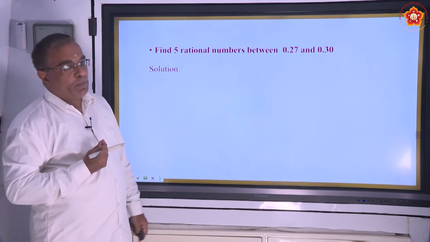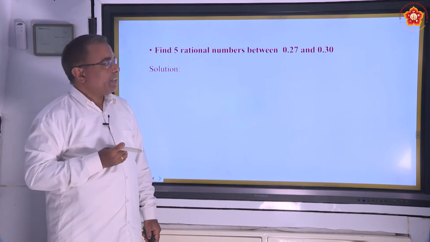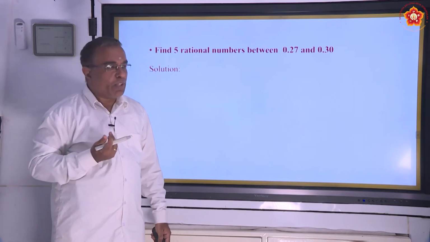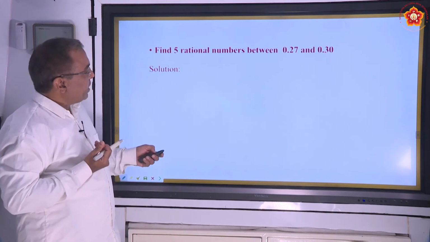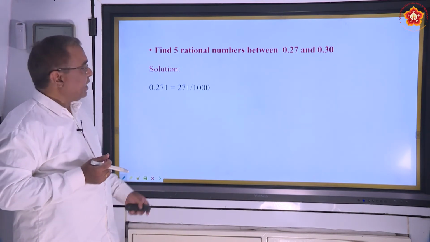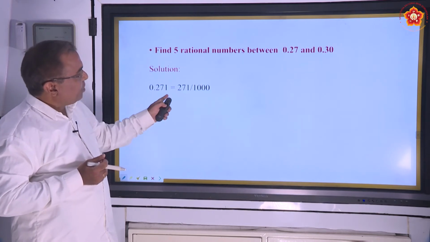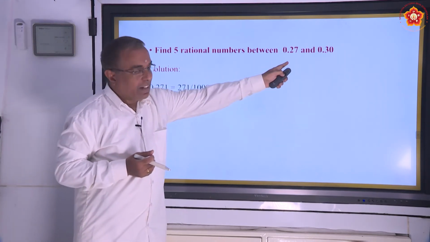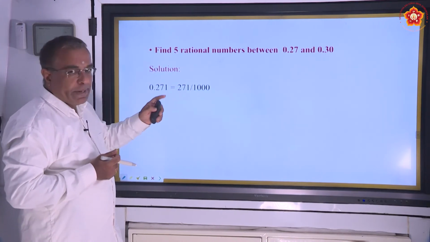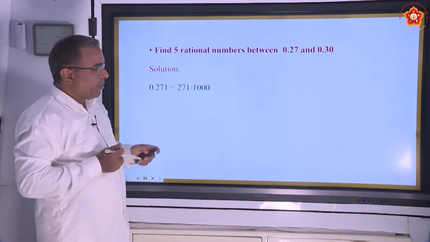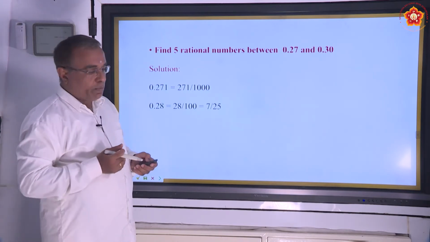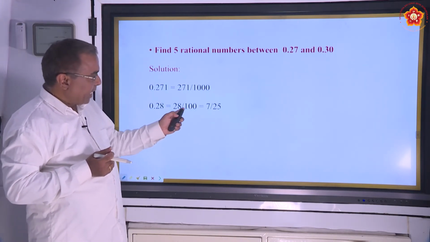Similarly another simple problem, find 5 rational numbers. Obviously between 0.27 and 0.30 there are many rationals. First we will put it in the decimal representation and then easily convert it into a fraction. 0.271 is a number between 0.27 and 0.30. I am putting it in the form p by q as a fraction, that will give us 271 by 1000. Similarly 0.28 is another number which we can express as 28 by 100.